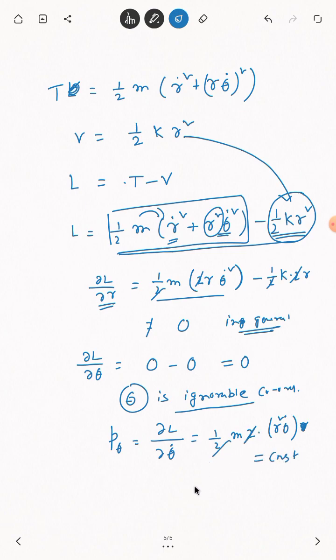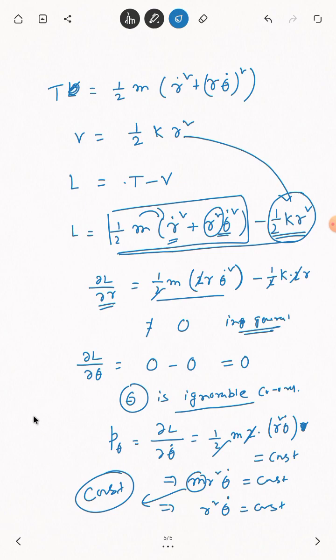Now these two will be eliminated. Now what do we have? m r square theta dot equal to constant, which implies r square theta dot equal to constant, because the mass of a particle is given and that is constant. For any system, mass is denoted as m, which is obviously constant except in the chapter on varying mass, but here there is no mention of that. So mass is in general constant, so r square theta dot will be preserved and that is constant.